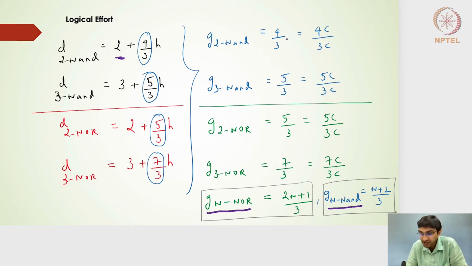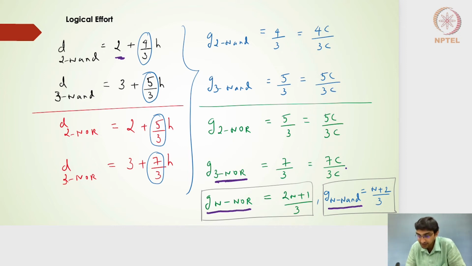So the logical effort turns out to be 4 by 3, which is nothing but coming from the 4C as the input gate capacitance of the gate, divided by the 3C coming from the 2:1 inverter. And for the 3 input NAND gate, again, we had seen 5C divided by 3C. For the 2 input NOR gate, it is 5C by 3C, and then for the 4 input NOR gate, it is nothing but 9C divided by 3C. For the 3 input NOR gate, it is nothing but 7C divided by 3C.